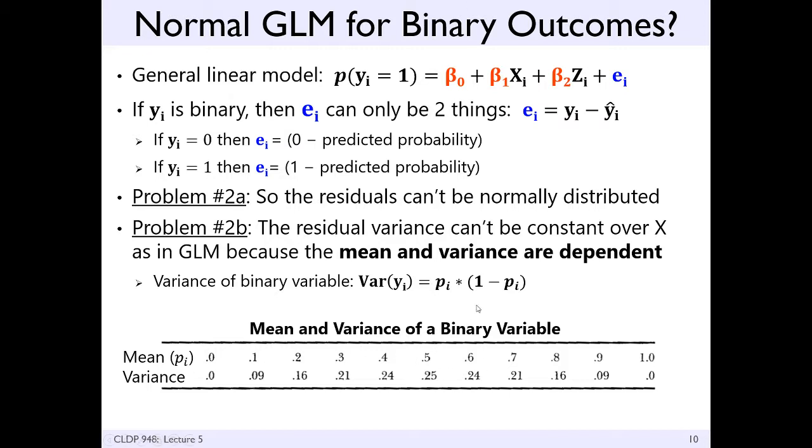Binary variables are characterized by a distribution in which there is only one value, p, the proportion of people that got a 1. The variance is then determined as a function of p. It's the proportion of people that got a 1 multiplied by the proportion of people that got a 0. So if you have a 50-50 split, your variance is 0.25. If you have a 90-10 split, your variance is 0.09. The end. It's determined. And not only is it determined, it's non-constant. It shrinks the closer you get to the boundaries.